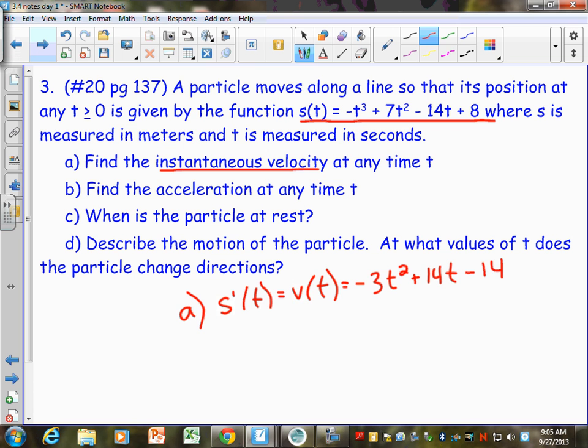Part B, find the acceleration. What does that mean to do? Take the derivative of velocity. So we can say that the derivative of velocity is the acceleration function. And that would be, what? Negative 6t plus 14.